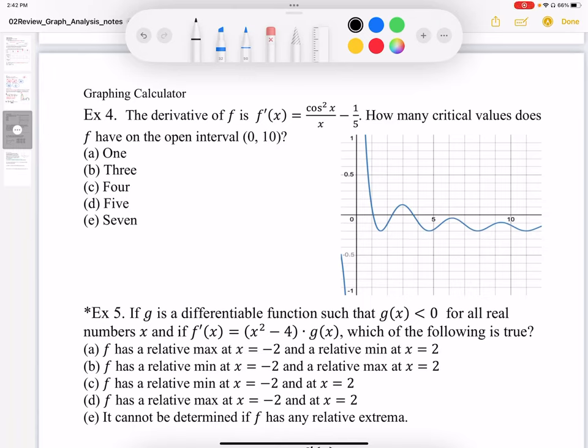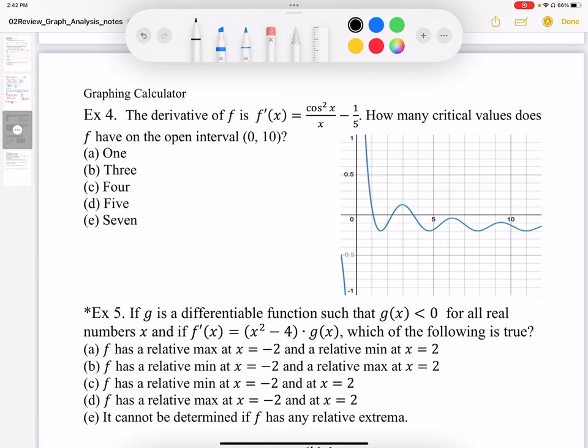In example 4, we're given the derivative of f: f prime of x equals cosine squared x over x minus 1 over 5. So the derivative function is the one we need to draw on the graphing calculator. Go ahead and draw that, and you should get a graph that looks like this.